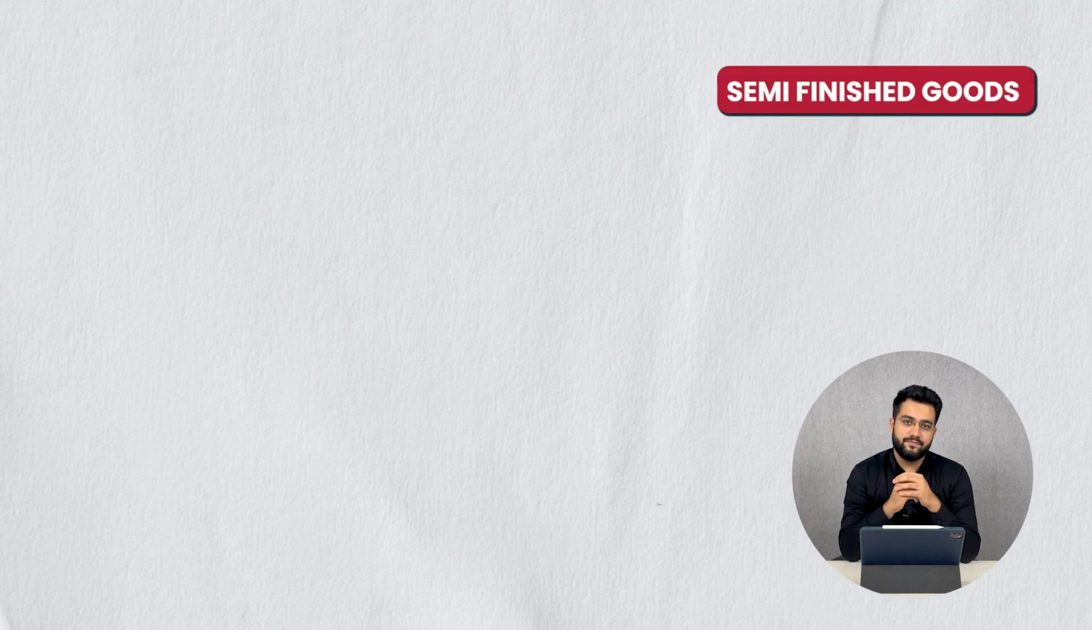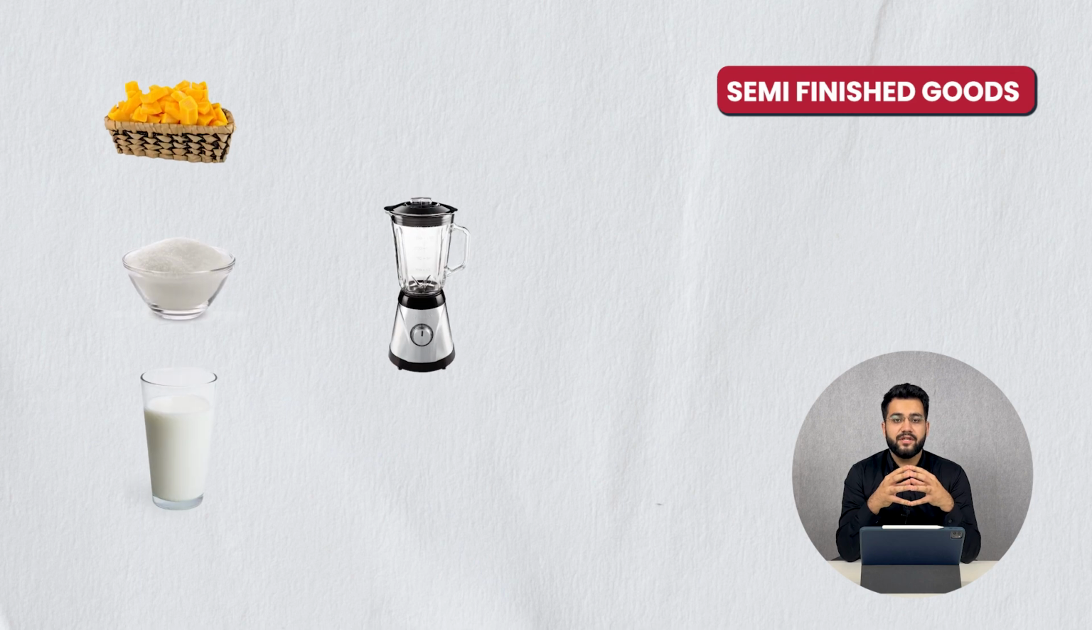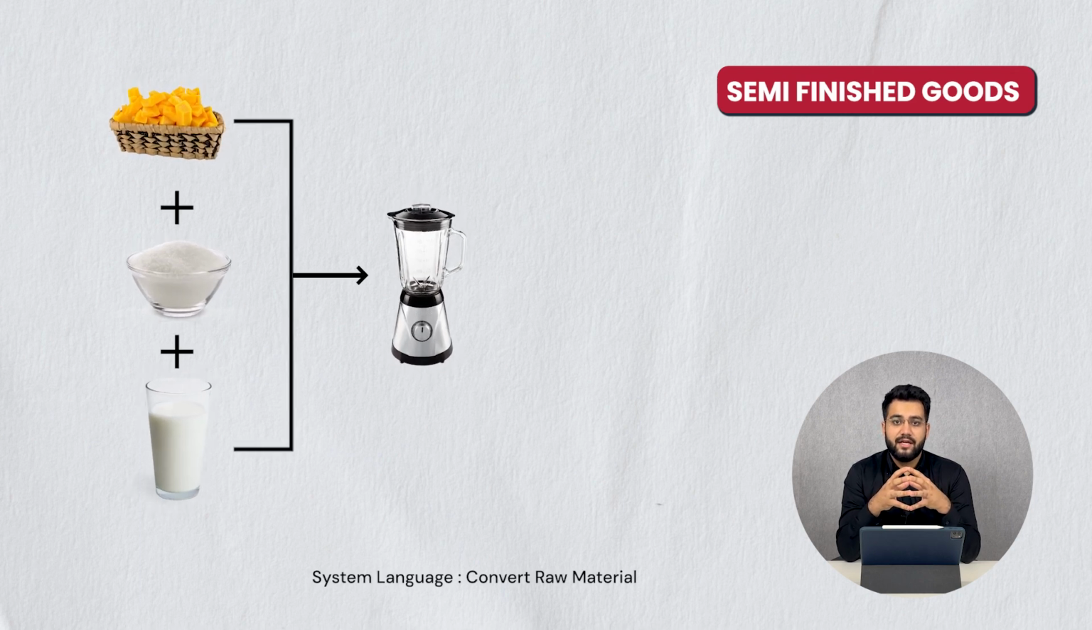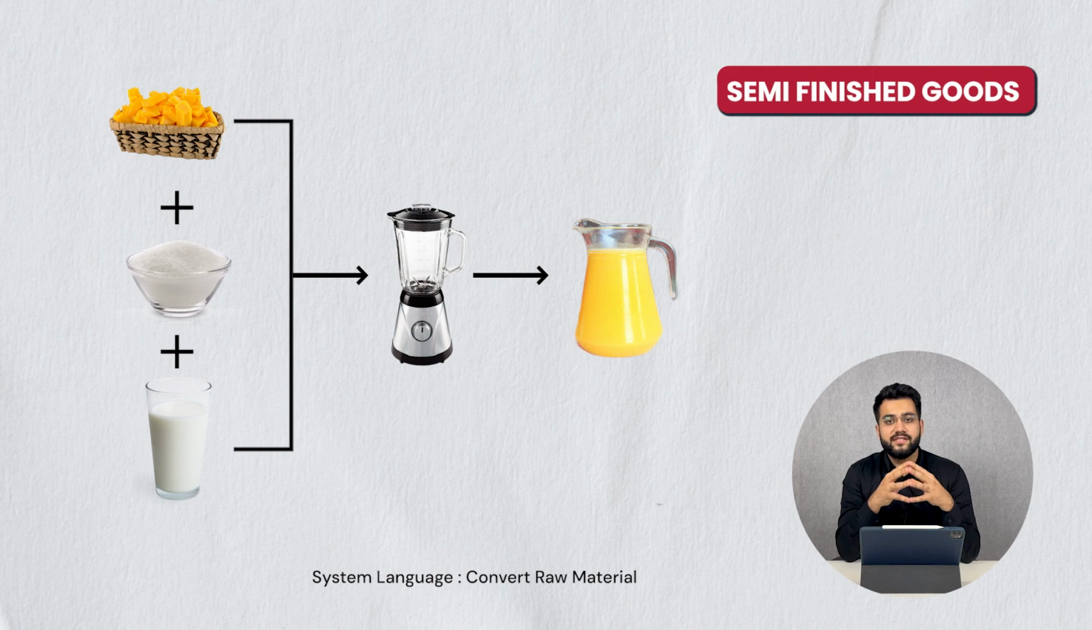After this, we move to our third step of consumption, which is semi-finished goods. Here, essentially, we will be combining multiple ingredients and processing them to turn it into a semi-finished good. So, from the mango pulp, if we put in sugar and milk and blend it together to make a mango puree, we will be calling this a semi-finished good. Inside the system, we call this convert raw material.